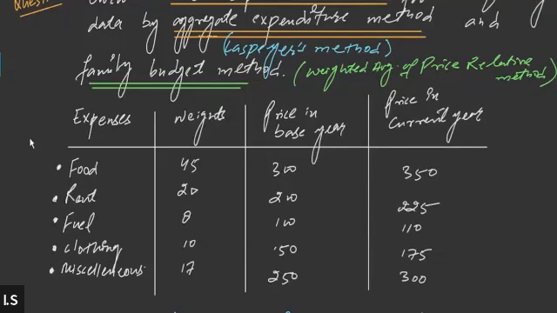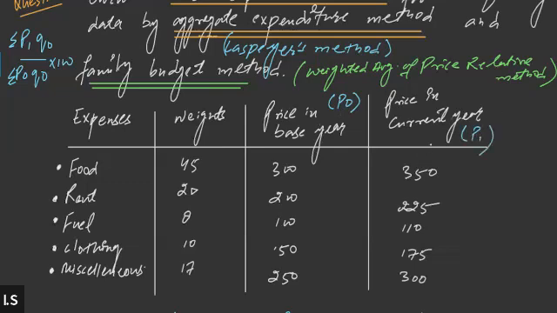See, firstly, we will be calculating index number by Laspeyres method, the aggregative expenditure method. So just try to recall the formula for Laspeyres method. The formula was summation P1 Q0 divided by summation P0 Q0 into 100. In this question, is P0 given? Yes, P0 is given. Is P1 also given? Yes, P1 is also given.